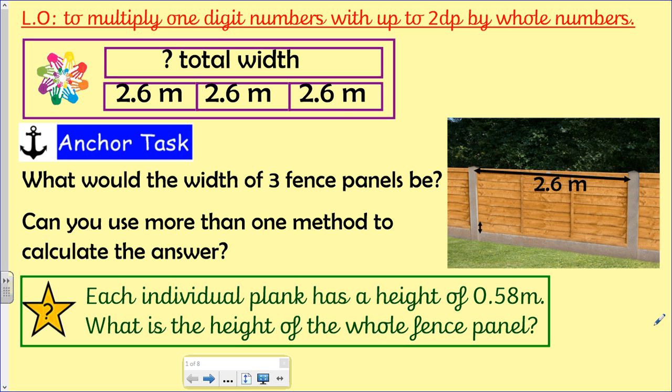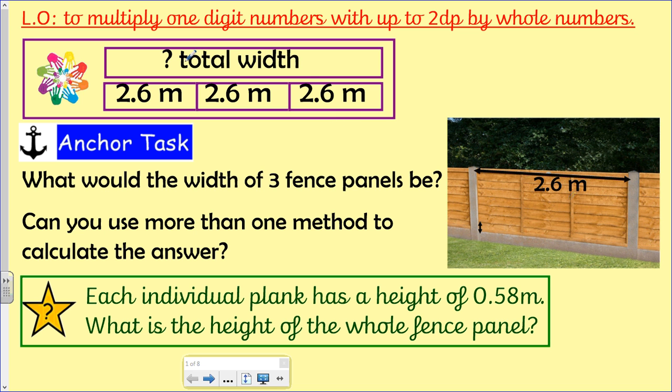So, we've got a new objective today: to multiply one-digit numbers with up to 2 decimal places by whole numbers. So essentially, we're multiplying a decimal number by a whole number. The question is, what would the width of 3 fence panels be? If you have a look at our picture here, the width of one complete fence panel is 2.6 meters. So we need to find out the width of 3 of them.